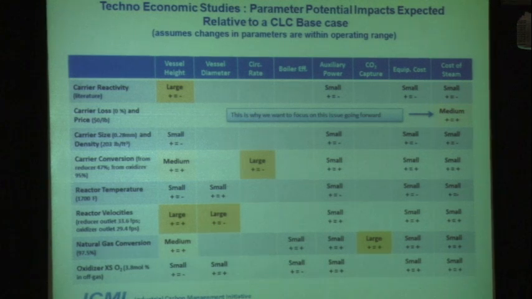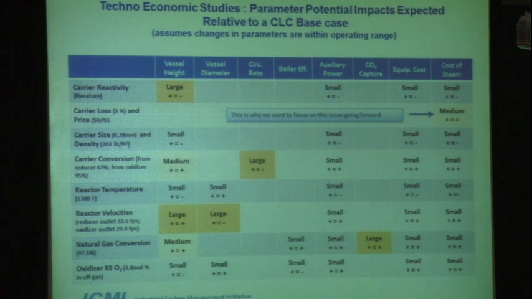Almost ready to wrap up here. Wouldn't be complete without talking about the economics of what it would take to actually run a chemical looping system. So this plot shows the results of some work that we're doing. This was for a techno-economic study showing what happens for a natural gas fueled chemical looping boiler.